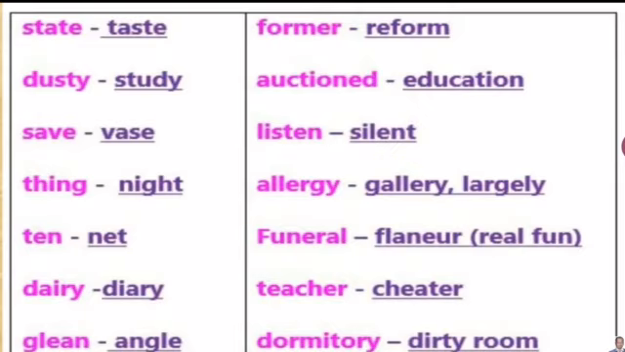Now, try to read these words. State, test. Dusty, study. Save, ways. Things, night. Ten, net. Diary, dairy. Glean, angle. Farmer, reformer. Auction, education. Listen, silent. Allergy, gallery. Funeral, real fun. Teacher, cheater. Dormitory, dirty room.